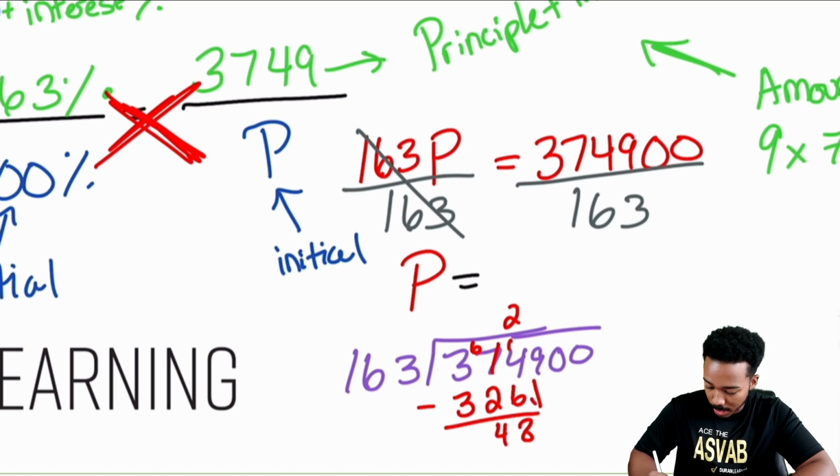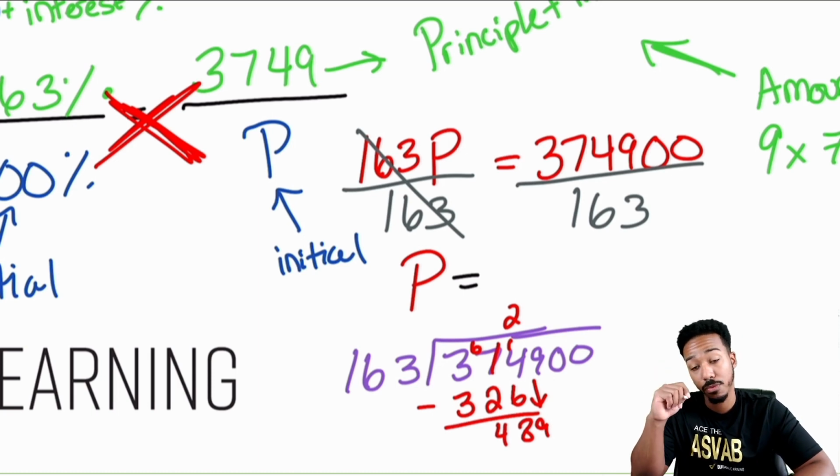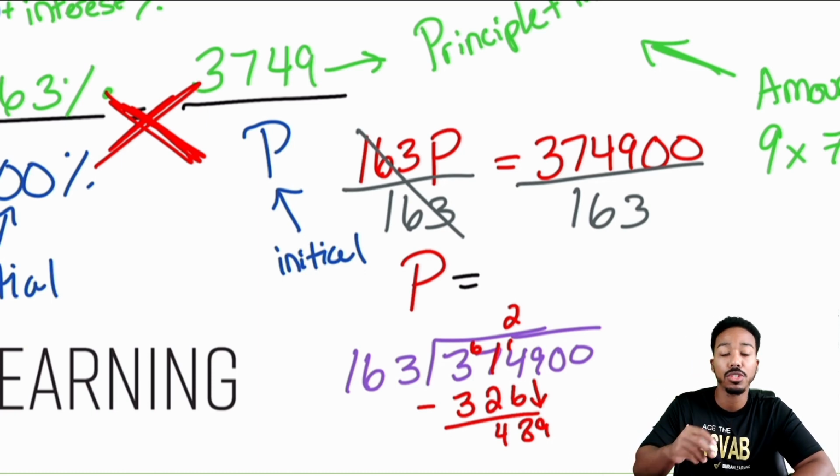Then we can go ahead and bring that 9 down. How many times does 163 go into 489? Well, I know that 160 times 3 is 480. 3 times 3 is 9. So 163 times 3 is 489.